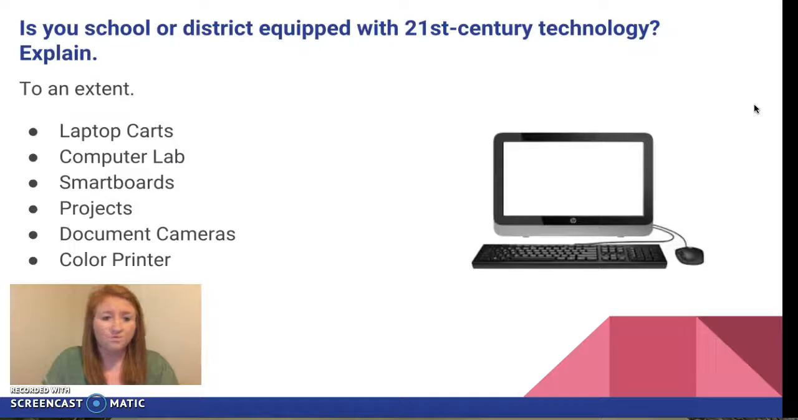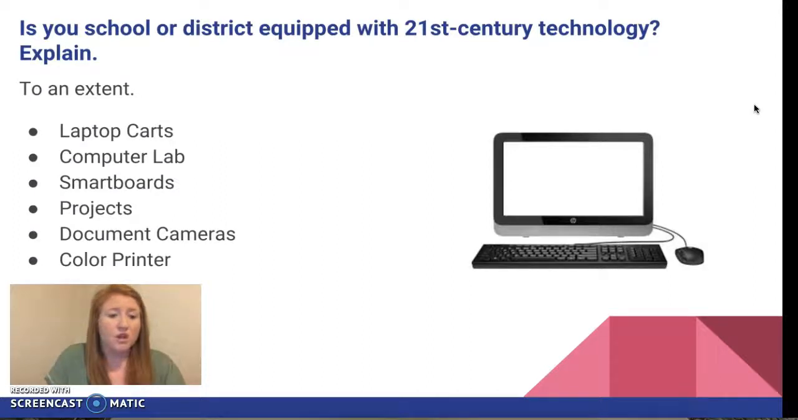Is my school or district equipped with 21st century technology? I do believe that there are a few schools in our district that are one-to-one technology. I don't know how many, there are 259 schools, so it's a very large district. My school has a lot of technology, but like I said earlier, it's still not the best of the best. We're not one-to-one. We still have laptop carts. We have a computer lab that teachers can go to. Teachers do have a few computers in their classrooms, but not a whole classroom set.